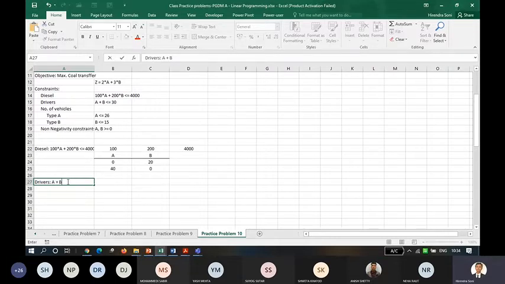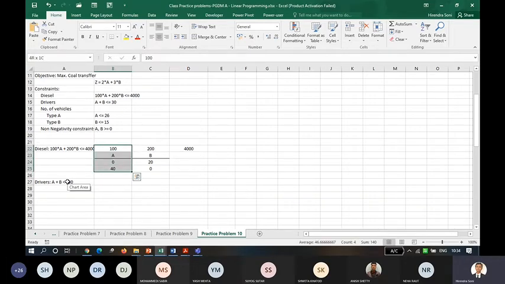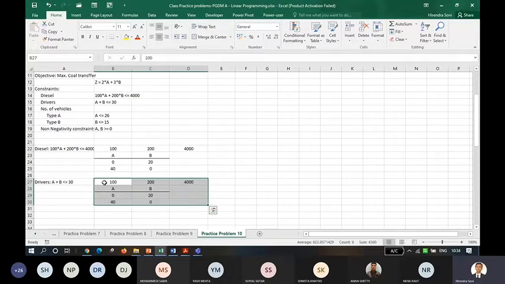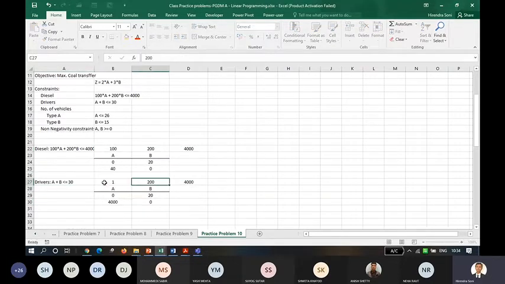A plus B less than or equal to 30. So मेरे पास में 30 ही ड्राइवर हैं. So let me just copy this. It will help me in just doing my things faster. 1 1 and this is 30. Perfect.